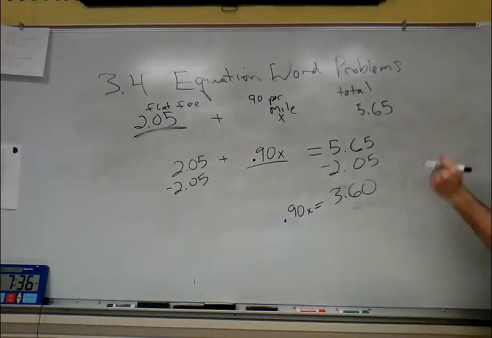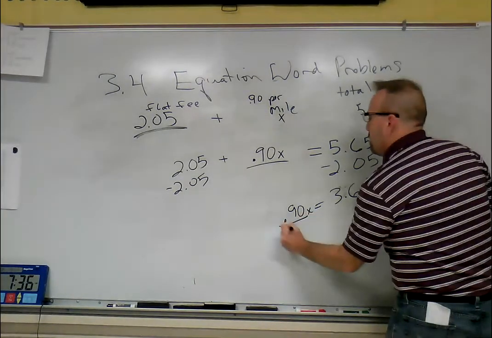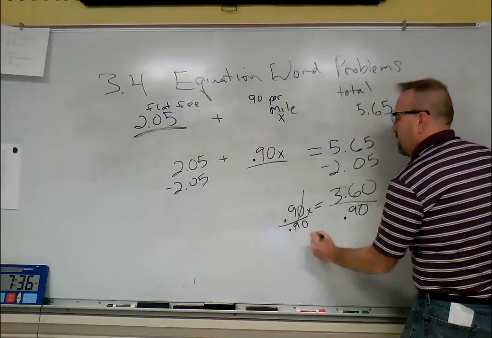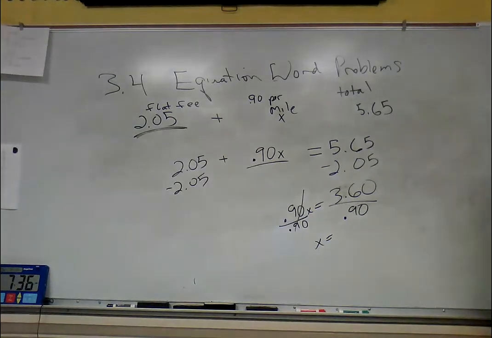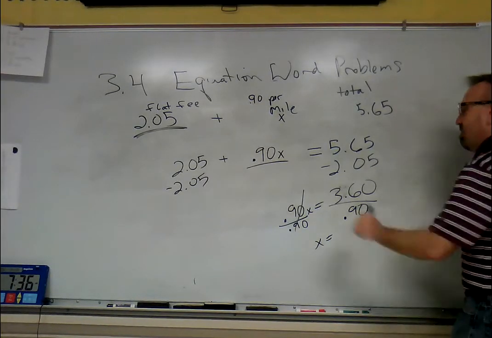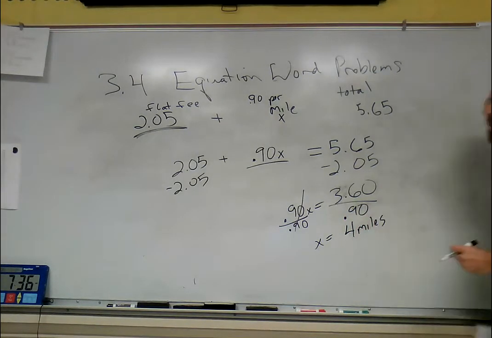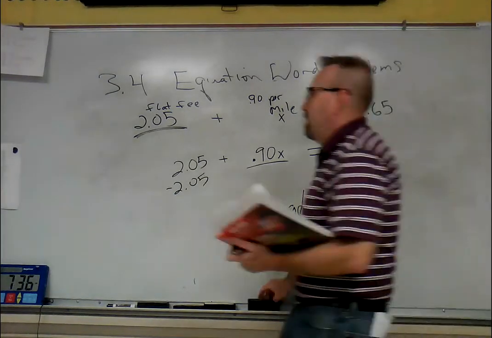So 0.90 times X, how do we get rid of the 0.90? By dividing by 0.90. Our 90s cancel, so X equals, what do we think that is? What's 36 divided by 9? 4, so 4 miles. Okay. So you want to go bit by bit and make it as simple as you can to set up your equation.